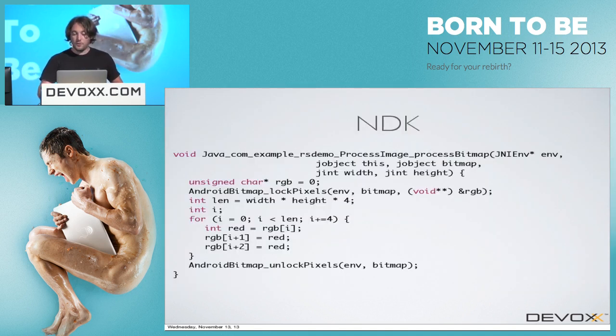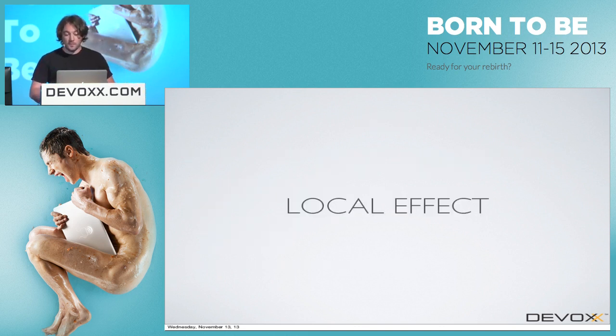Just for comparison, this is what you need to do in the NDK. You need to lock the pixels, you need to iterate. It's not as nice and not as clear as the Renderscript code. And also, it's not multi-threaded, so it's going to be much slower.